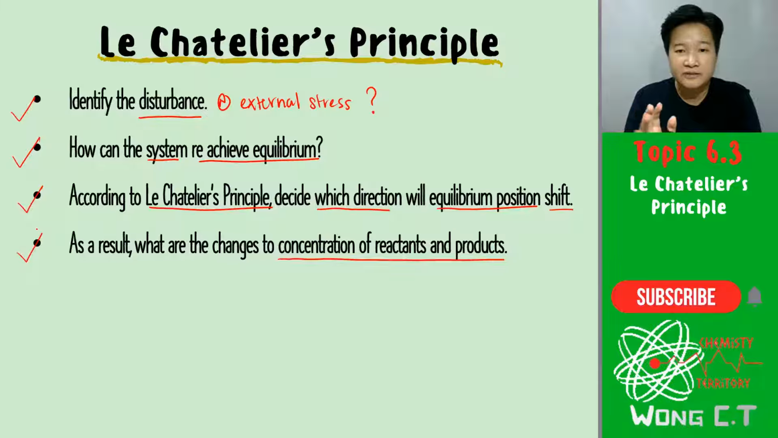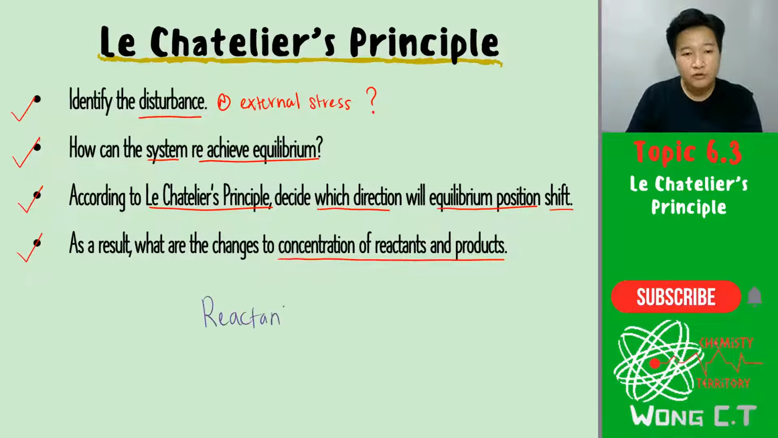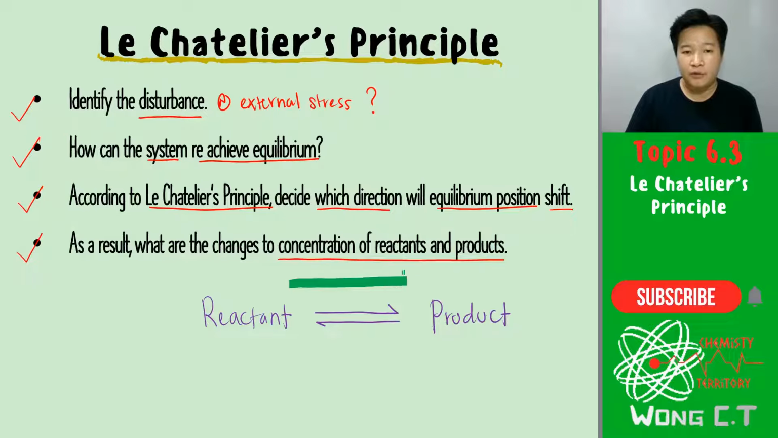Generally, your reactant is on the left, as it's a reversible reaction, and your product is on the right. So if we are shifting from the reactant to the product, the green color over here moving from the reactant to the product means we are shifting from left to right.